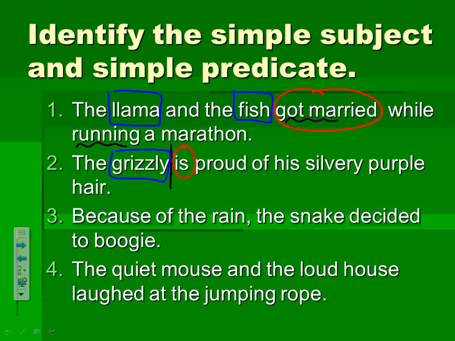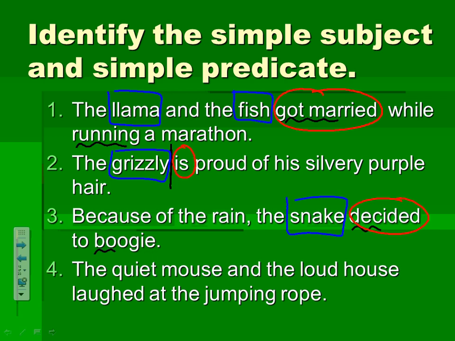Number 3, this one has a comma zipper in here designed to throw you off. So let's look at it. Because of the rain, the snake decided to boogie. Well, what's happening in this sentence? I see 2 possible verbs. I see decided, and I also see boogie. But is the snake actually boogieing yet? No. He's deciding to boogie. So decided would be my simple predicate. Who decided to boogie? The snake.